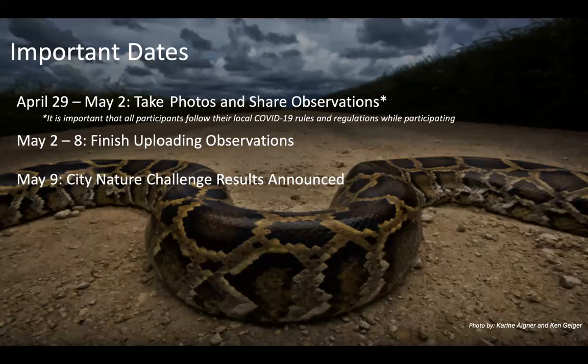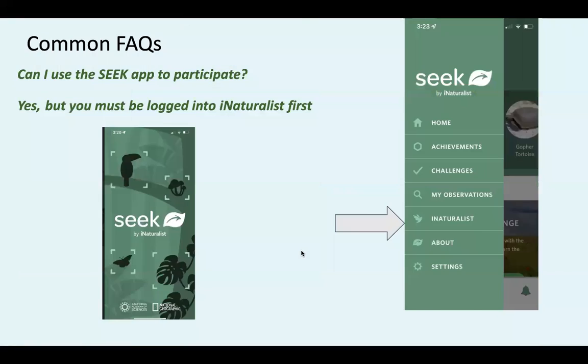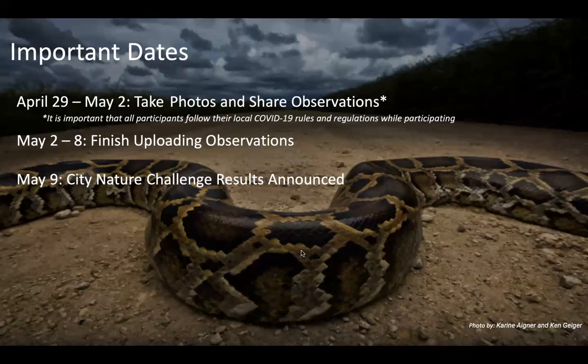So, important dates: April 29th to May 2nd, take your photos and share your observations, and be sure you follow any protocols concerning COVID-19. May 2nd to 8th, let's say you took pictures on your camera, you still have the 2nd to the 8th, as long as you took the pictures in the right time frame, you can upload those. If you didn't have time to do all this, you can do that during that time frame. Okay. And then on May the 9th, they'll announce the results. And hopefully we'll have a big increase in each county and we'll get much better data for our biodiversity.